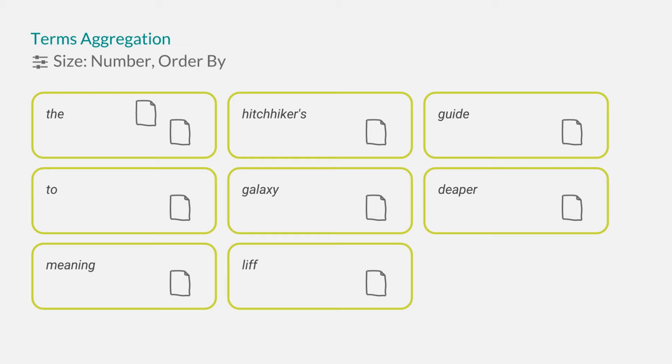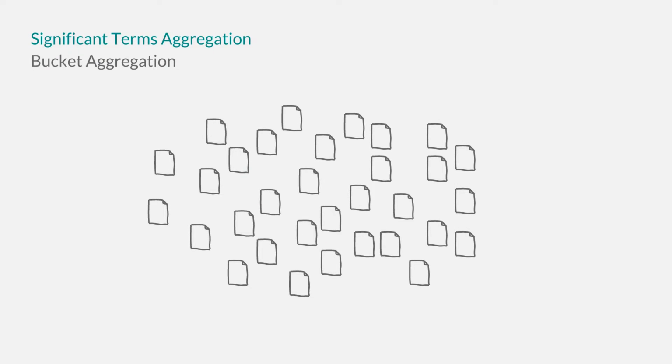Besides the count, you could specify any other metric aggregation. Elasticsearch would then use this metric aggregation to calculate a value for each bucket and then return the buckets that have the highest or lowest value, depending on whether you set the sort order to ascending or descending. So now we know what the terms aggregation does. Now let's have a look at the significant terms aggregation.